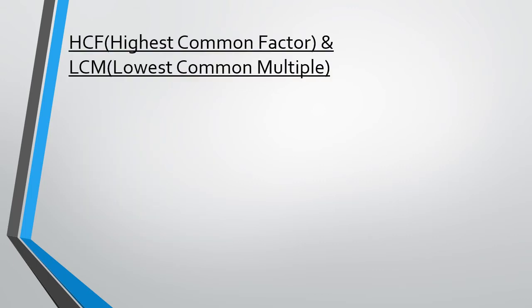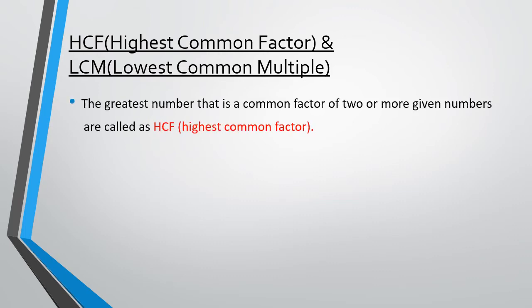Now students, we are going to learn about a new concept, HCF and LCM. HCF's full form is highest common factor and LCM's full form is lowest common multiple. Now by its name we can easily understand. Let's see what is HCF, that is highest common factor. The greatest number that is a common factor of two or more given numbers is called HCF.